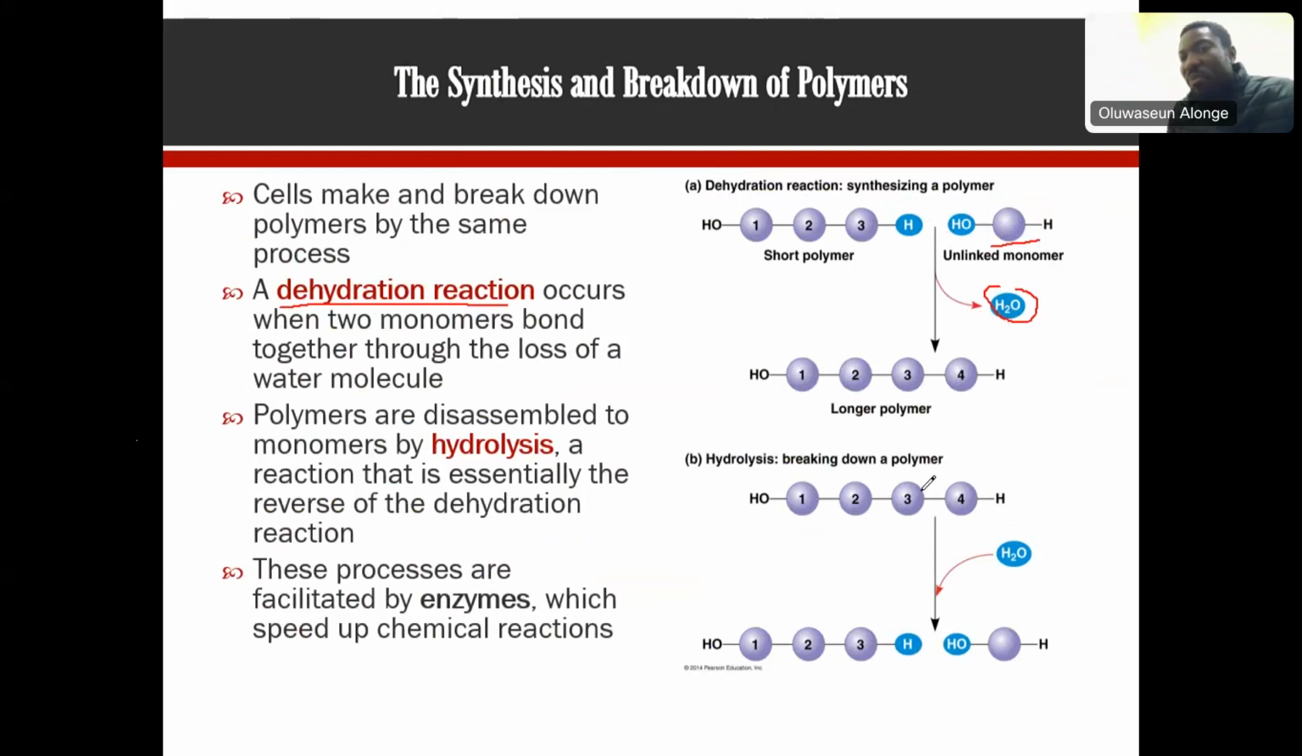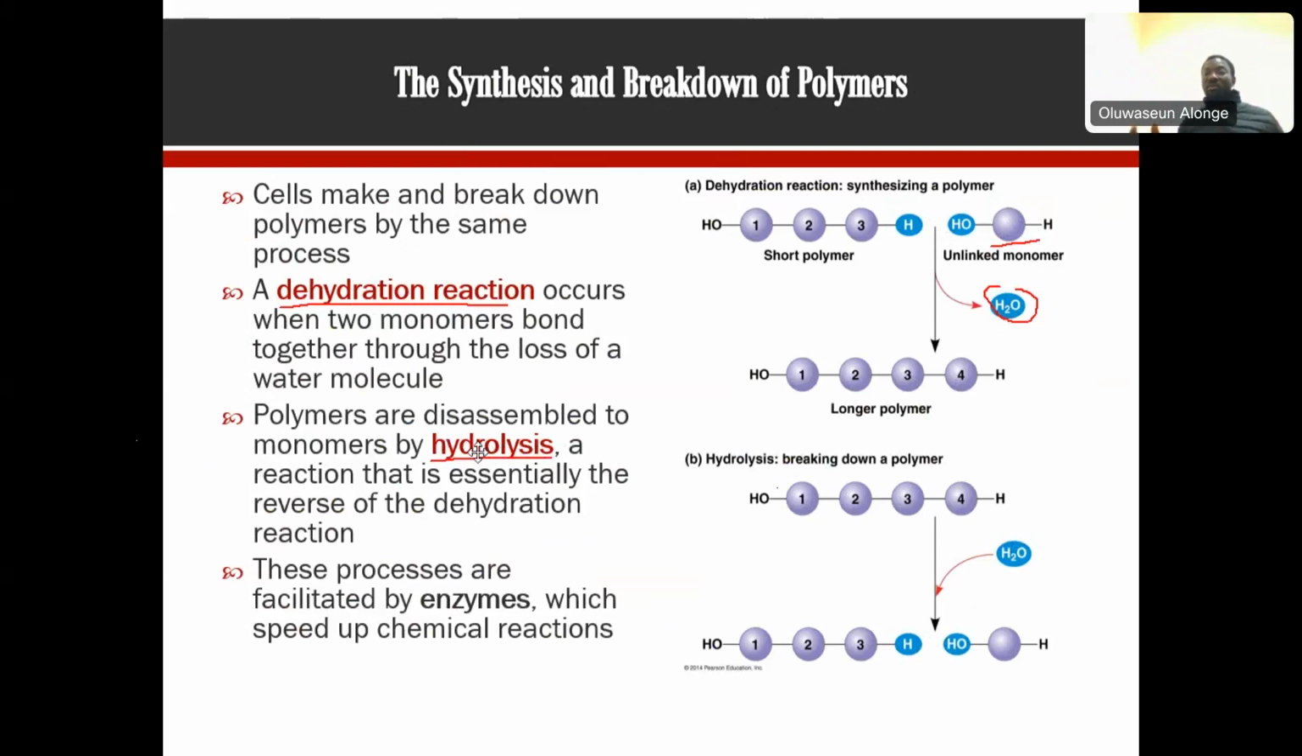The reverse of that is hydrolysis. If I have this molecule here now, and I want to break it into smaller molecules, what do I have to do? All I need to do is restore the water molecule that I removed. So addition of a water molecule to break a bond is called hydrolysis. Hydrolysis: addition of a water molecule to break a bond.